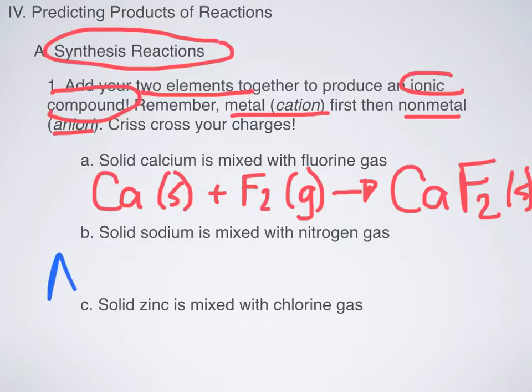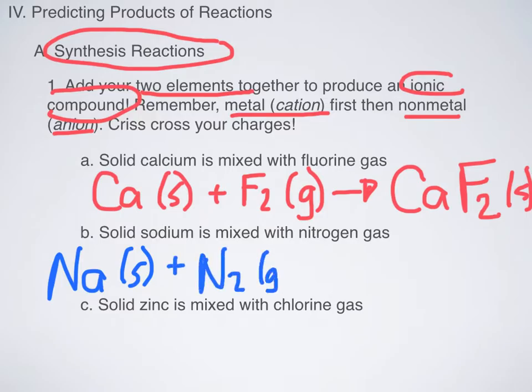Next up, we have solid sodium is mixed with nitrogen gas. So I have sodium, which is Na, and it is a solid. I have nitrogen gas, again a diatomic gas, so N2. Then I'm going to be making sodium nitride because that's my ionic compound on the opposite side. So remember, I have to crisscross my charges. What charge does sodium have? It has a +1 charge. What charge does nitride have? It has a -3. So when I do my crisscross, I should get Na3N. And again, that is going to be a solid substance.